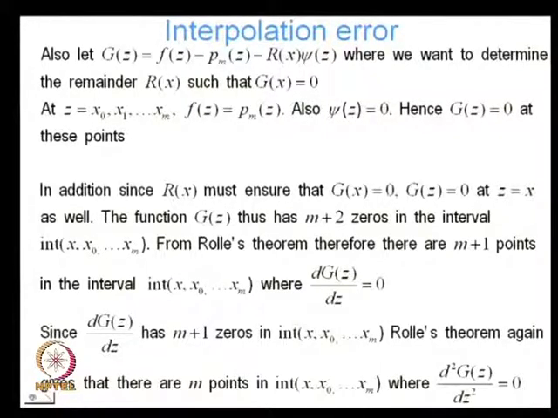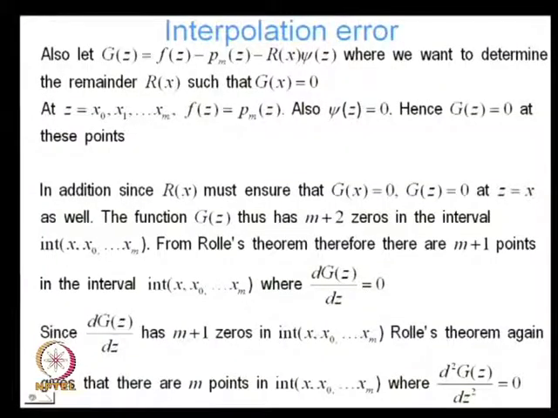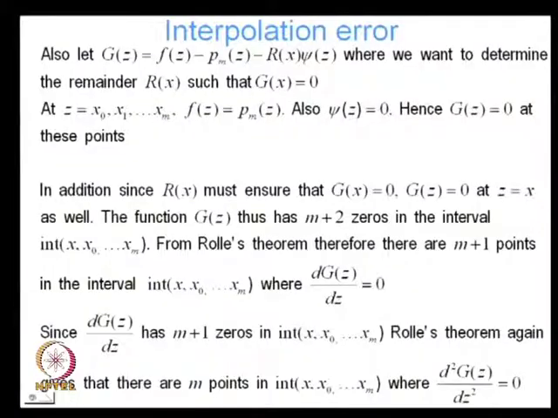From Rolle's theorem, let us now look at this function g of z. Since there are m plus 2 zeros, there are m plus 1 points in the interval where dg of z is equal to 0. If there are 2 zeros, there is 1 point in the interval where the slope has got to be 0. If there are m plus 2 zeros, there are m plus 1 points where the derivative has to be 0. So I know that dg/dz has m plus 1 zeros in that interval.